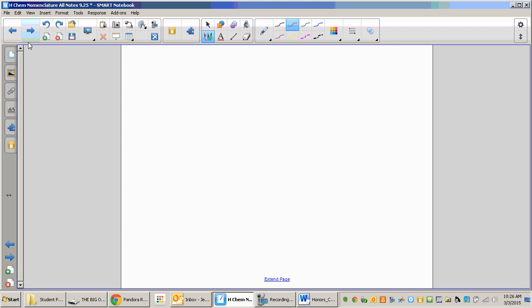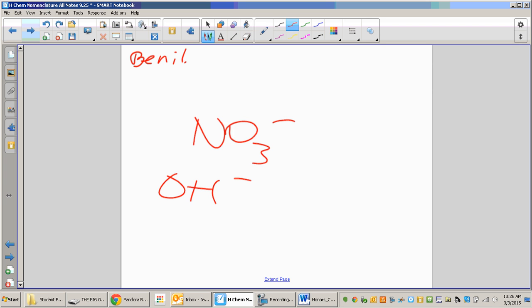You have to name this. 3, 2, 1. Raise your hand. Nitrate. Good. Okay, that's 1 point. 3, 2, 1. Hydroxide. Good. Okay, let's go. 3, 2, 1. Sulfite. Okay, Benny, scoot over here. Sulfite. These are just polyatomics.